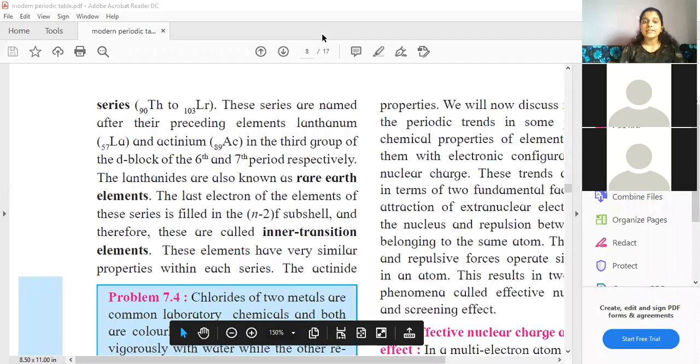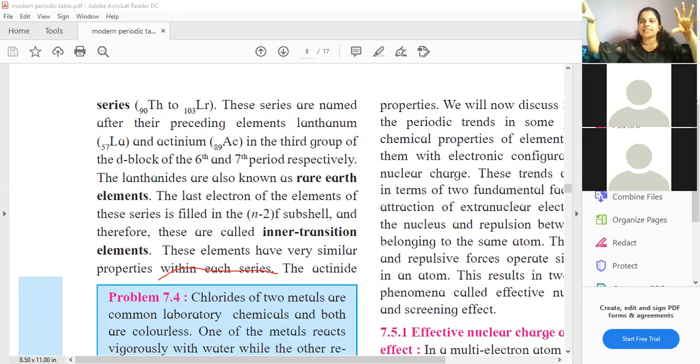These elements have very similar properties within each series. So basically all the elements of the lanthanide series will have similar properties, and all the elements of the actinide series will have similar properties. It is just like the elements in the same group showing the same properties. The same concept, but here they are placed separately. That is the reason: because all of them have similar properties, if you place them in the main periodic table, then the entire orientation is disturbed. So they have just placed them separately, and only the first member of the family is kept in the main periodic table.